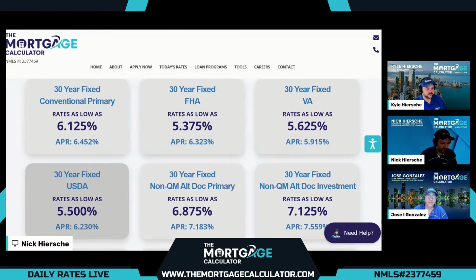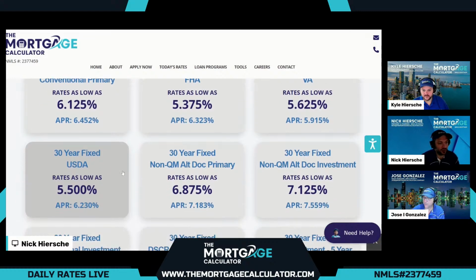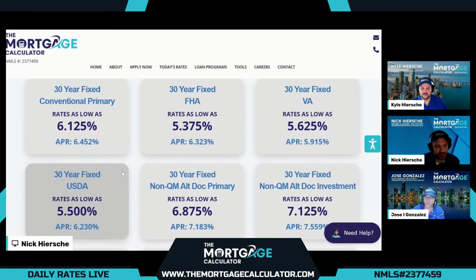USDA is only for properties in USDA eligible areas. That's the rural areas of the country typically. So if our customer is eligible and the property is in one of those areas, it's a great option to consider. Comes in today at 5.5 rate. Final APR 6.23 with all of the fees included. So notice if our customers shopping in those areas, they're typically going to compare to an FHA, which the USDA is a touch cheaper, and comparing to a conventional, USDA maybe a touch cheaper as well. So definitely a good option for those customers looking in those areas.